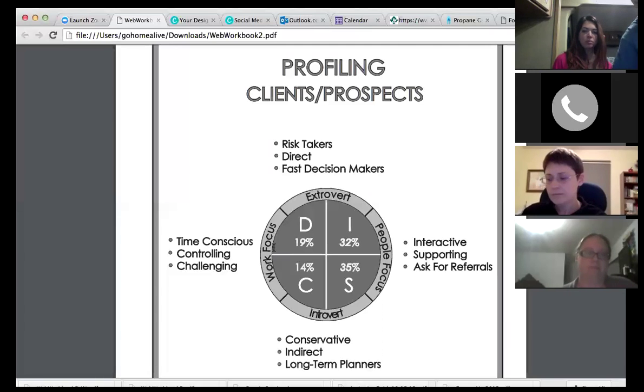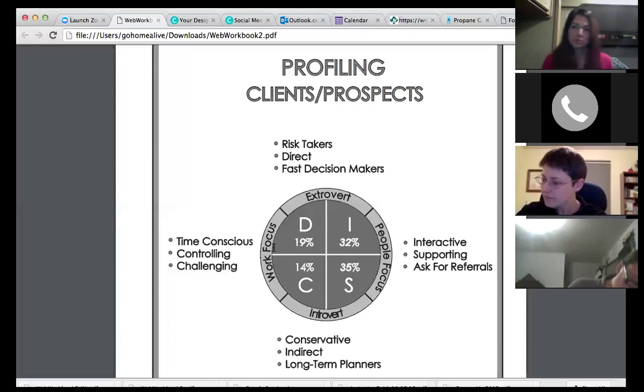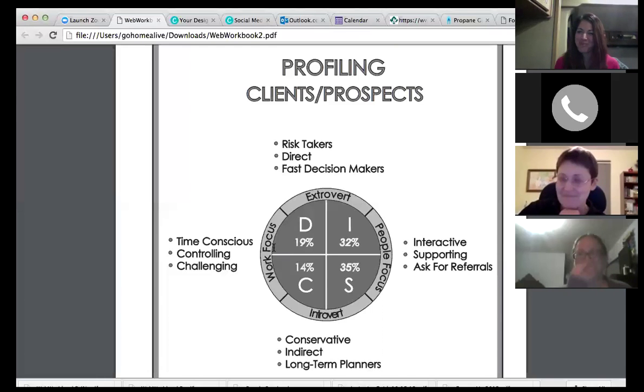Now, the C stands for compliant, and what you want to underline there is analytical. These are the people that figure the cost out to 4 decimal places. These are the people that you need to send as much information as you can ahead of time so they're ready to make the decision. They can do the analysis on their time.